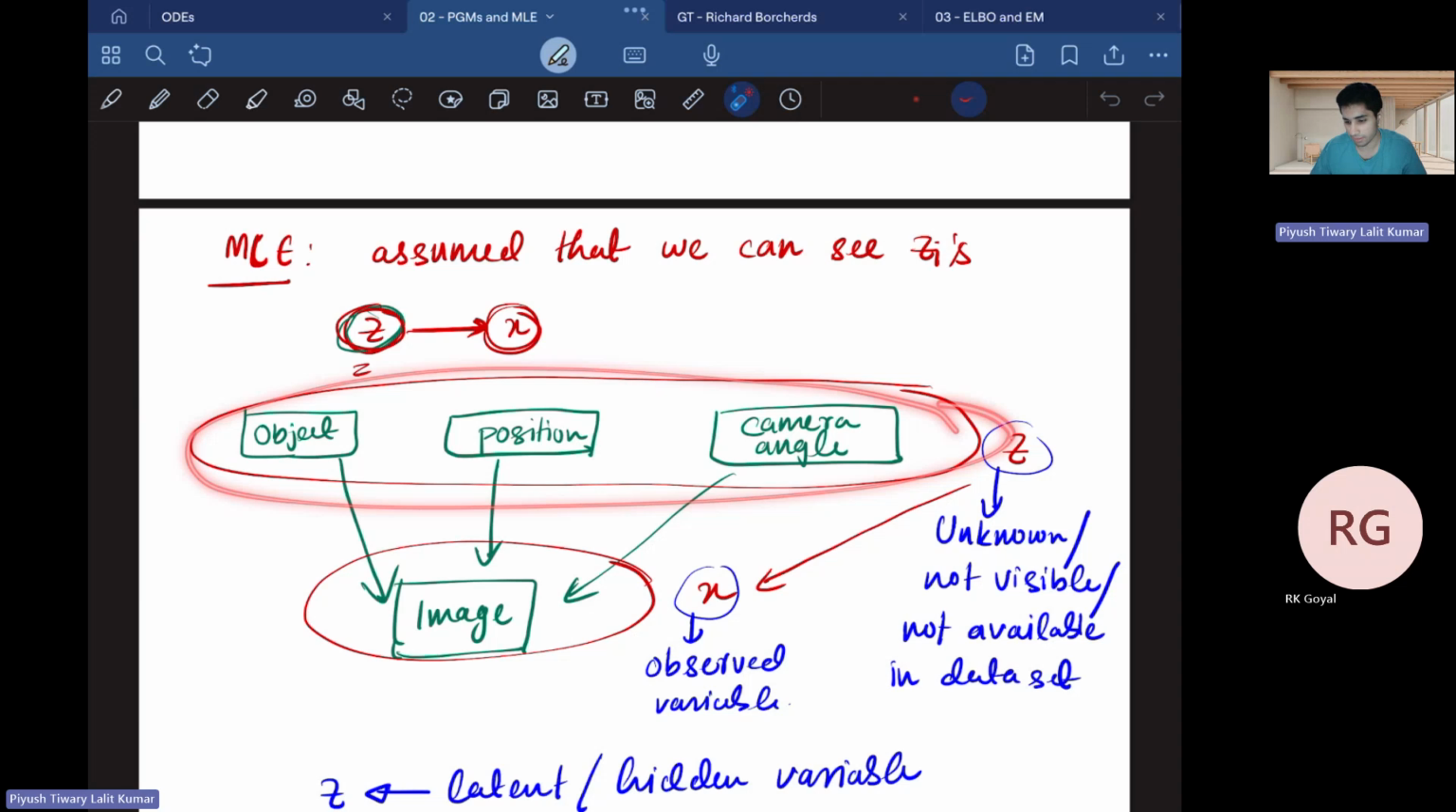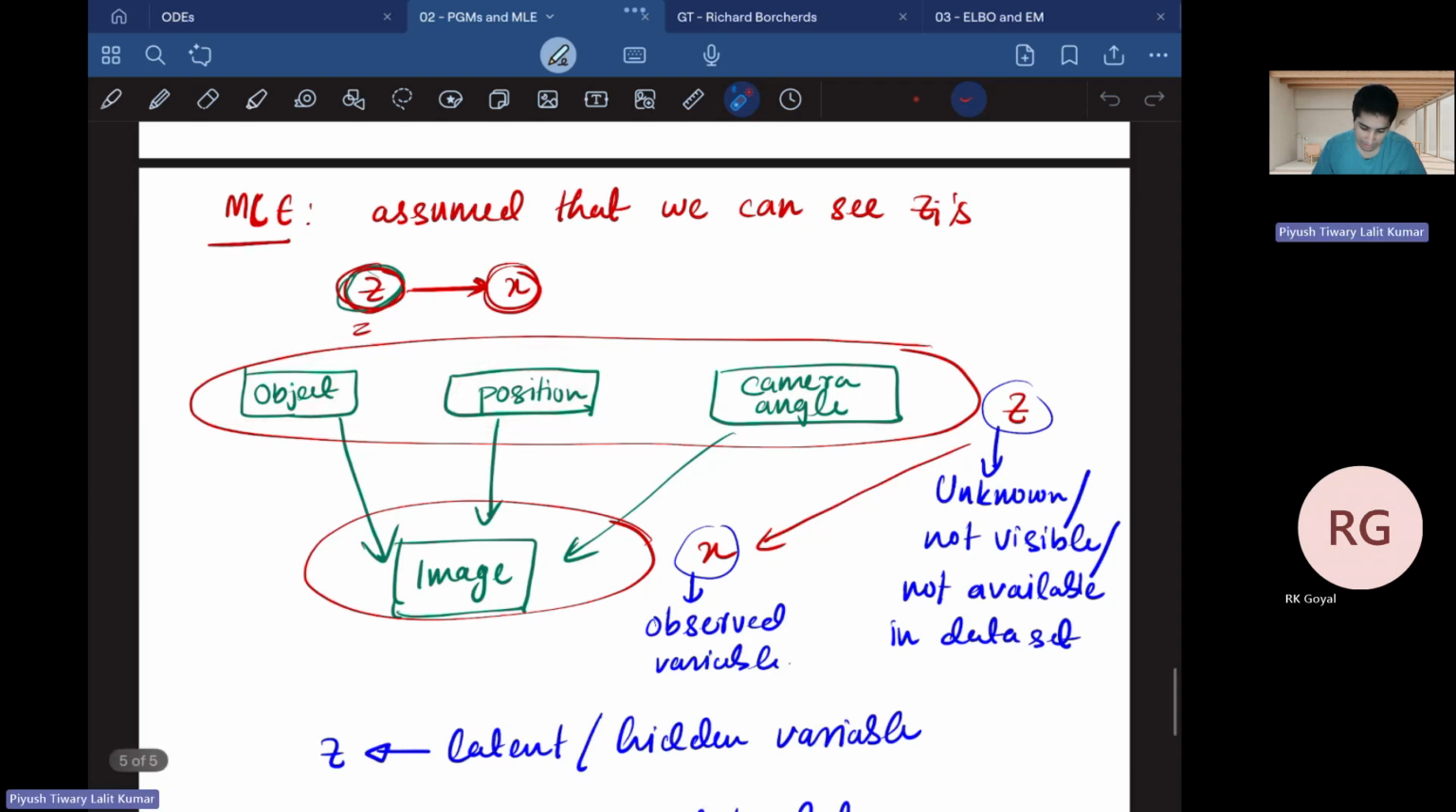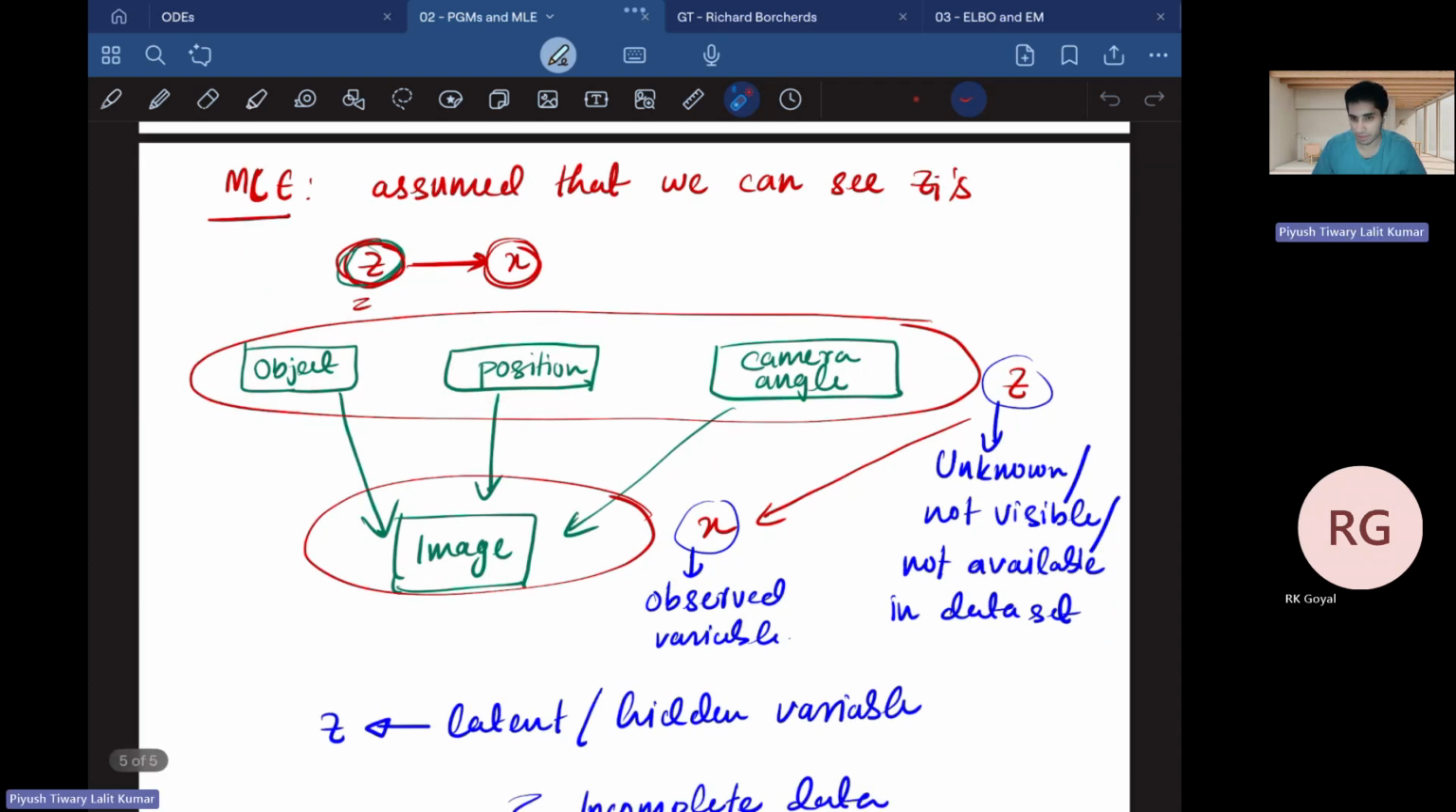I mean, you won't see a data set where you have an image and then all these factors written out, like this was the camera angle, this is how far the camera was from the image, and so forth. And this is more practical as well, in the sense that this is the kind of model that we would like to learn, right? So in such cases, Z is what we call an unknown or latent variable, which is not available in your data set. Okay, it's there, but you don't see it in your data set.